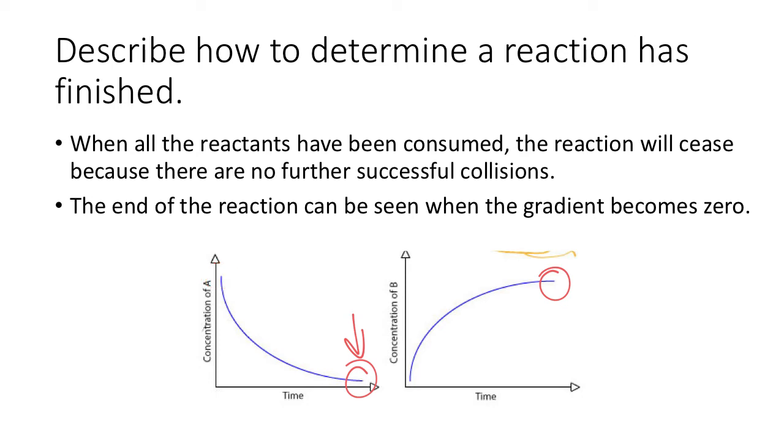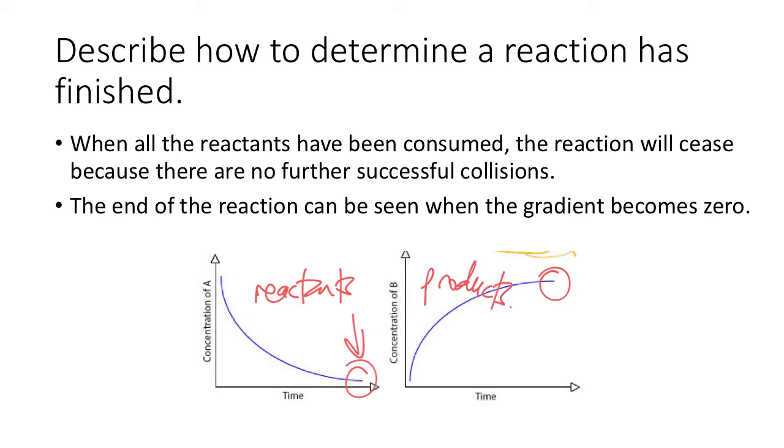Okay, having a look at these two diagrams, can you tell which one's showing the concentration of reactants and which is the concentration of products? These are your reactants because they're being consumed, and these are your products because they are being produced. That makes sense.